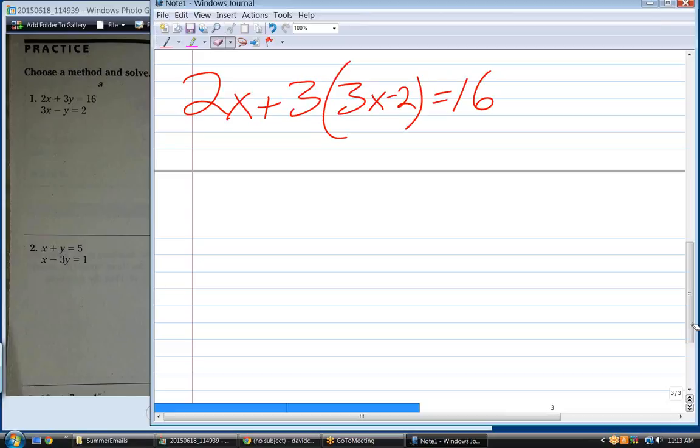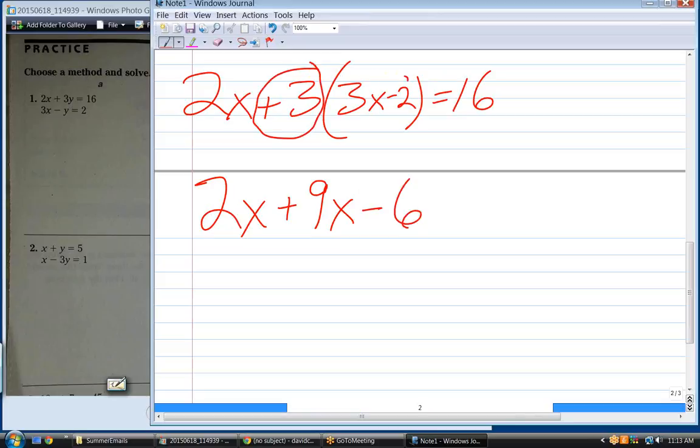All right. So read me the next line and tell me what the next step is. See, this is just 3. Okay. So what's the next line? It's 2x plus what, 9x? And then minus 6. It's minus 6 because I'm distributing the plus 3 to the minus 2. That's minus 6, okay?